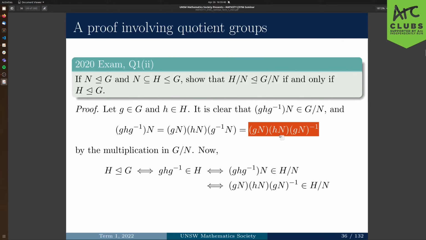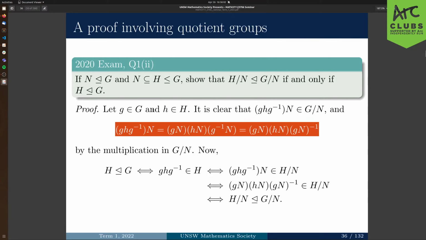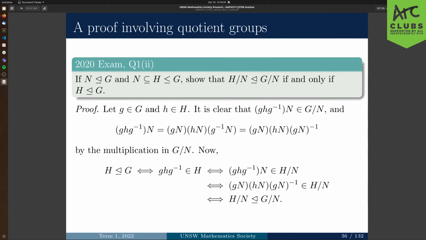So it's this product of three cosets, and one of them being an inverse. But this condition that I've got now is exactly equivalent to saying that H over N is a normal subgroup of G over N, right? So this thing here is exactly the normality condition for H over N. And that's basically it. So taking advantage of the multiplicative structure of cosets in a quotient group is really, really handy for proofs like this.